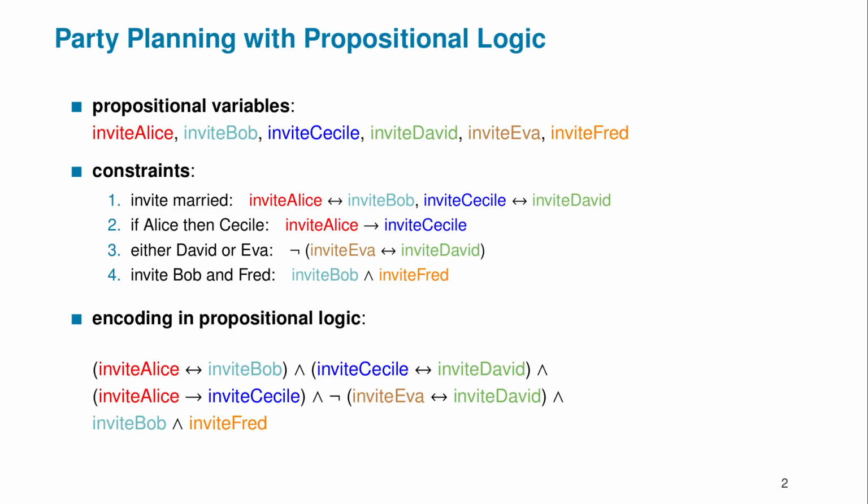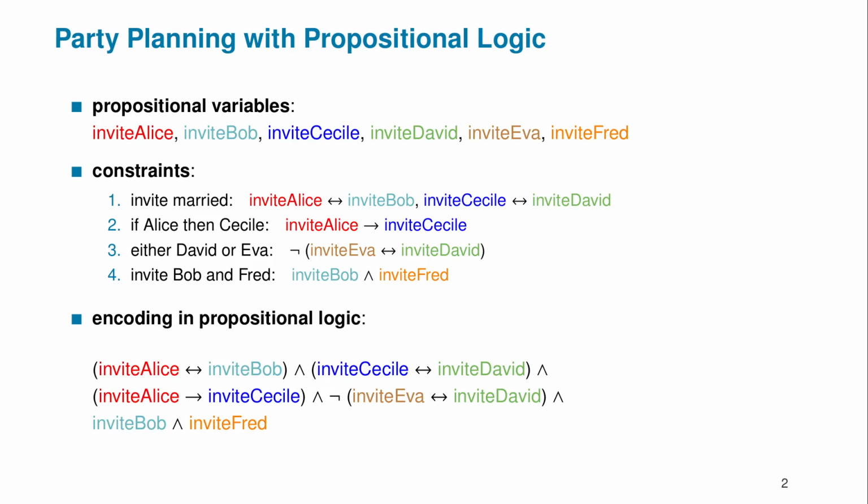In our case, we use Propositional Logic, which is the topic of the next 3 lectures. So if we want to make this guest list, we have to introduce statements that tell us whom to invite. We introduce so-called propositional variables, which tell us if a certain person is invited or not. So for example, we have a variable invite Alice. If it is set to true, we will invite Alice. If it's set to false, we will not invite her.